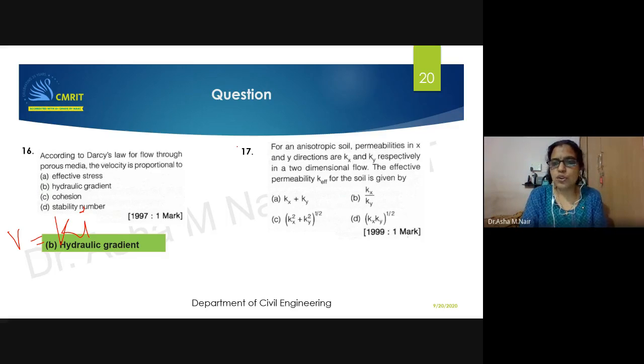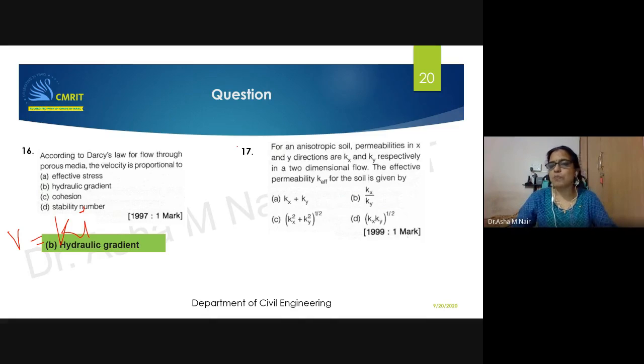For an anisotropic soil, permeabilities in the x and y directions are Kx and Ky respectively in a two-dimensional flow. And the effective permeability for the soil will be given by... So how do we find out the effective permeability? The effective permeability in this case is given by the square root of Kx into Ky.